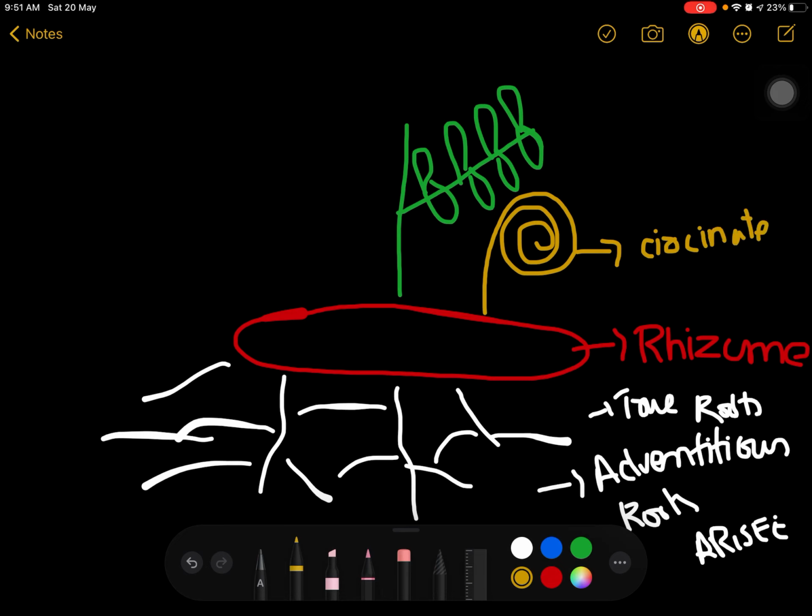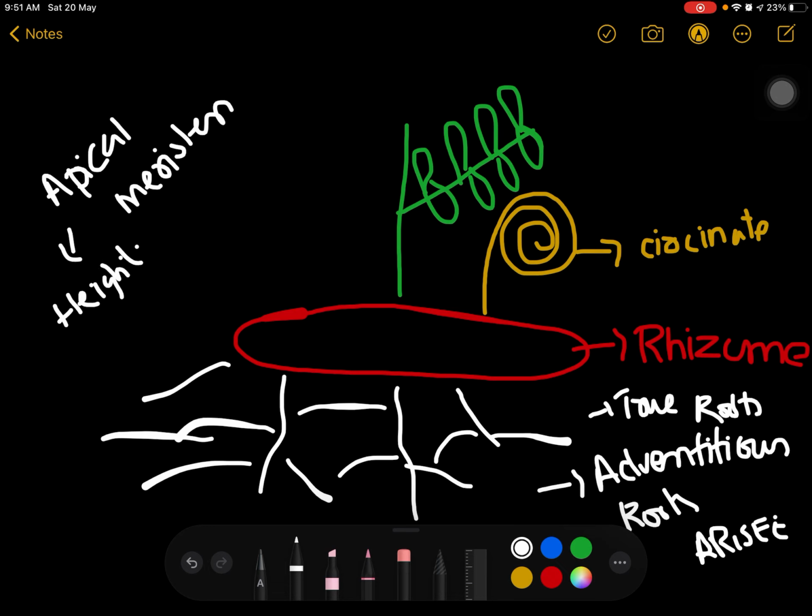Basically, we know that there are apical meristems which are responsible for increasing the height. So these leaves protect the apical meristem, and that's why they have circinate venation, right? So I hope this is clear to you.